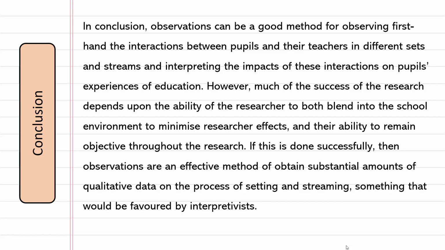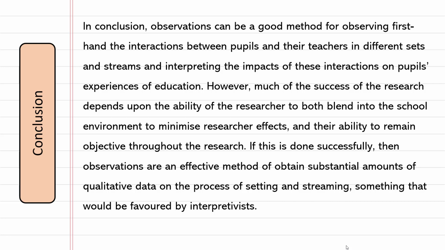However, much of the success of the research depends upon the ability of the researcher to both blend into the school, so develop a cover, blend into the school environment to minimize researcher effect, and their ability to remain objective through the research. Now, that is repeated from earlier on. If this is done successfully, then observations are an effective method of obtaining substantial amounts of qualitative data on the process of setting and streaming, something that will be favoured by interpretivists. So qualitative data, interpretivists, these are kind of band 3 points. I would see this as making a judgment on how effective observations are to investigate setting and streaming.